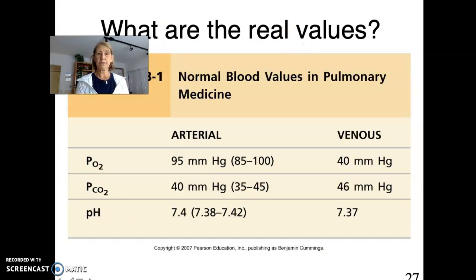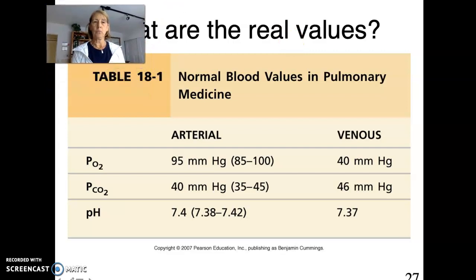Those are potential values, sort of what are the real values. I wanted to show you a chart of this. So arterial goes about a pressure of oxygen anywhere from about 85 to 100 in the arterial. And in the venous, it is at around 40. The carbon dioxide is around 40, 35 to 45. And then in the venous, 46.